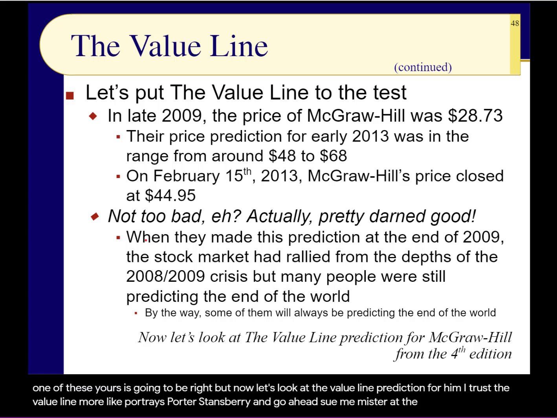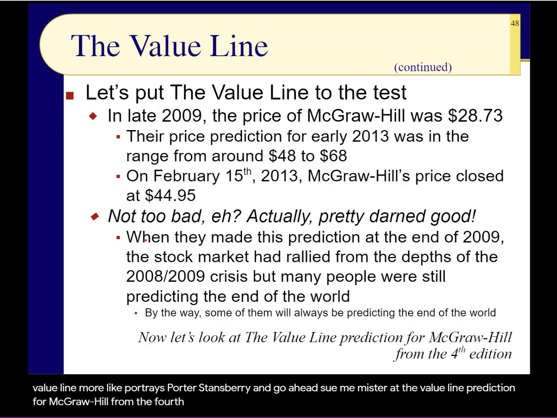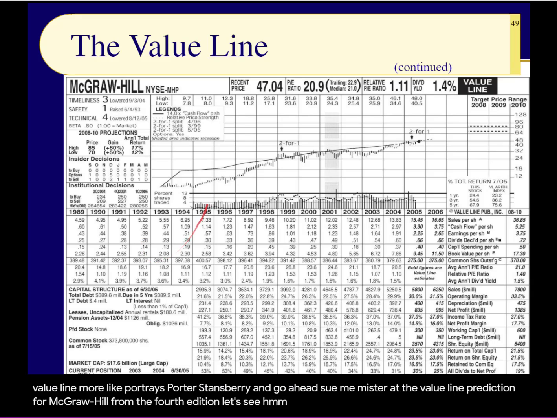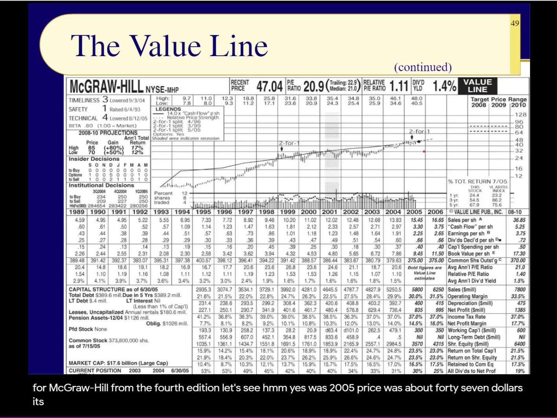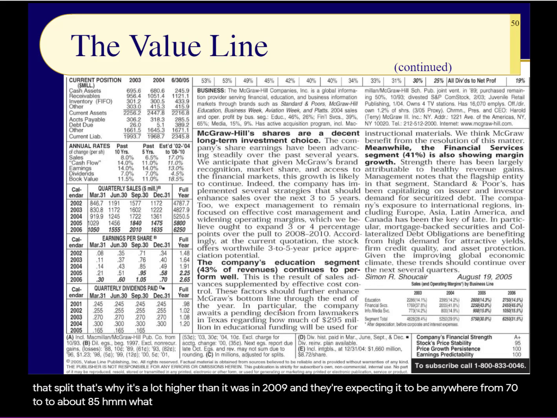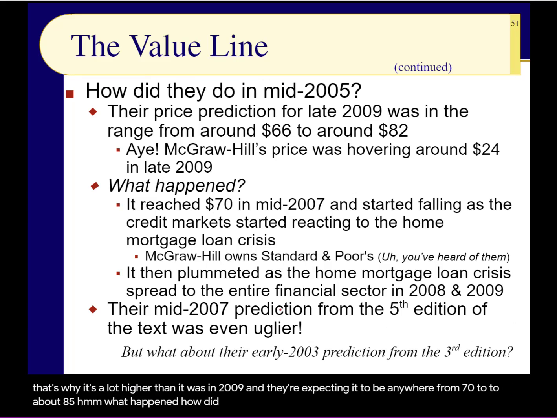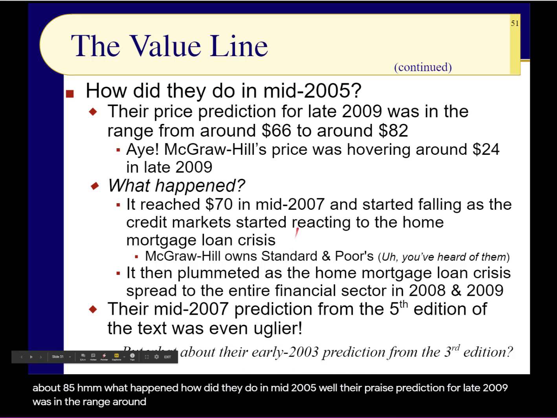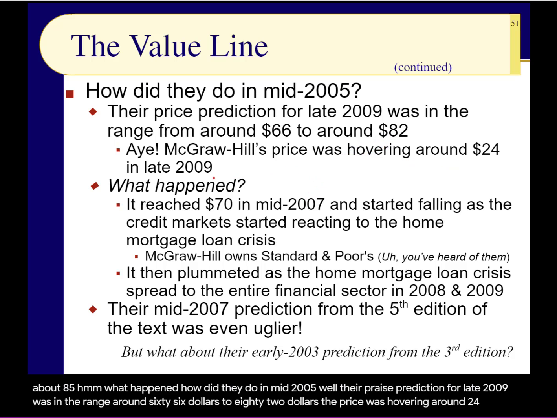Now let's look at the Value Line prediction for McGraw-Hill from the 4th edition. Let's see. This was 2005. Price was about $47. It split. That's why it's a lot higher than it was in 2009. And they're expecting it to be anywhere from 72 to about 85. What happened? How did they do in mid-2005? Well, their price prediction for late 2009 was in the range around $66 to $82. The price was hovering around $24 in late 2009.